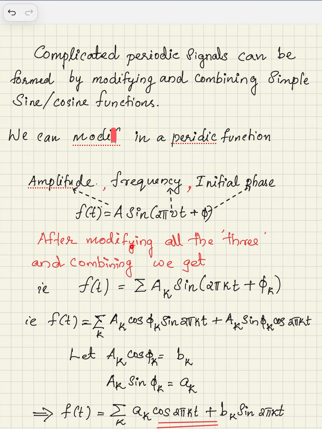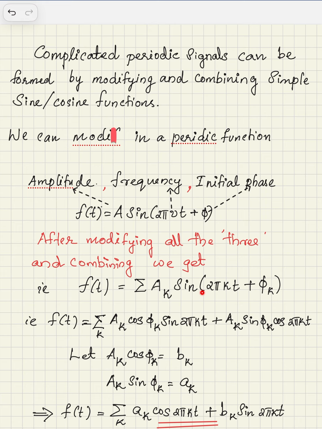So after modifying all the three and combining, we get a periodic signal as f of t equal to sigma ak sine 2 pi kt plus phi k. Here I take the most general case, varied the amplitude, varied the frequency, varied the initial phase, then combine all the signals together. Okay, this will form a periodic signal of complicated form.